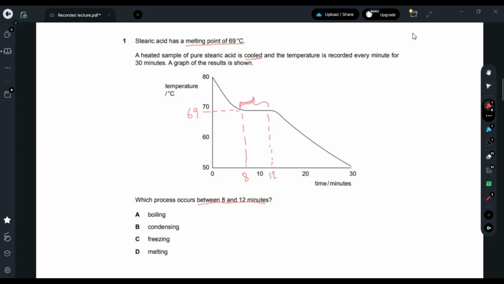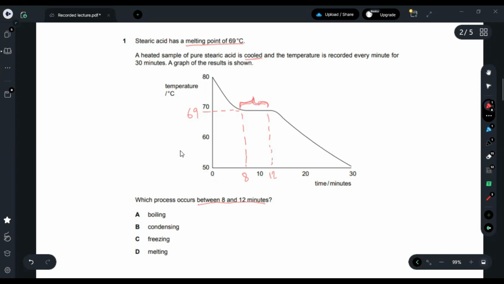Now, read the question carefully. You should not be overconfident that they are giving you the melting point so that you mark melting straight away. Just pay attention that the substance is being cooled down and not heated up, and the graph is a step down graph, that is a cooling curve, which is a mirror image of the heating curve. If this was a heating curve instead, at the melting point, melting is happening. As this is a mirror image, that is a cooling curve, what would happen is the opposite of melting.